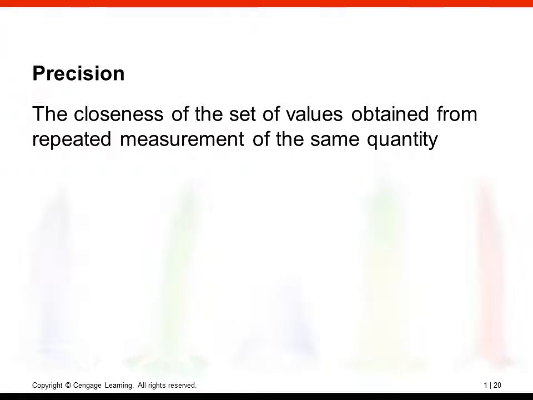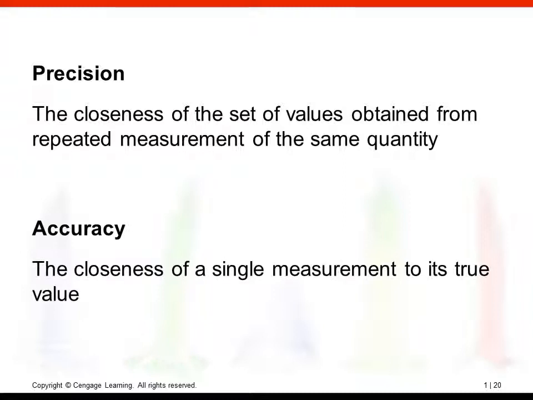Much of science deals with measurement, and when you consider measurements, you must consider both the precision and accuracy of the measurements. The definition of precision is the closeness of the set of values to each other. It's a measure of exactness, while accuracy is a determination of the correctness of a value.